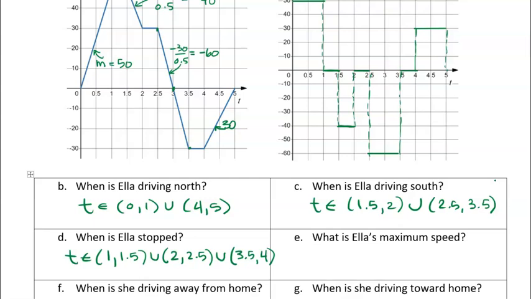Okay, so notice it says speed, not velocity. So her maximum speed, right? She was going 50 miles per hour during this first leg, and then she's going negative 40 and negative 60. But the speed, if it's just the absolute value, is 40 and 60. And then she went 30. So it appears that the maximum speed is 60 miles per hour.